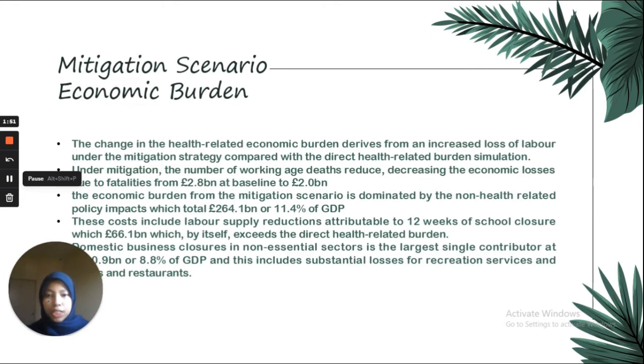So the economic burden from the mitigation scenario is dominated by the non-health related policy impacts which total 264.1 billion pounds, or we can call it 11.4% of GDP. So these costs include labor supply reduction attributed to 12 weeks of school closure, which is 66.1 billion, which by itself exceeds the direct health-related budget. So domestic business closure in non-essential sectors actually is the largest single contributor at 0.9 billion pounds, or 8.8% of GDP. And this includes substantial losses for recreation services and restaurants.